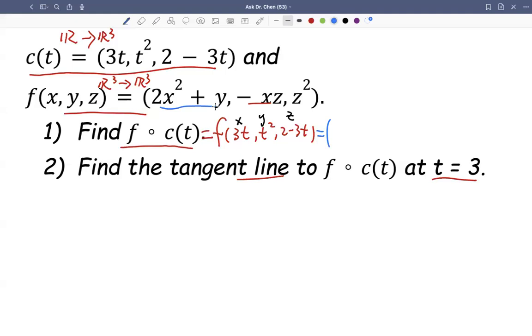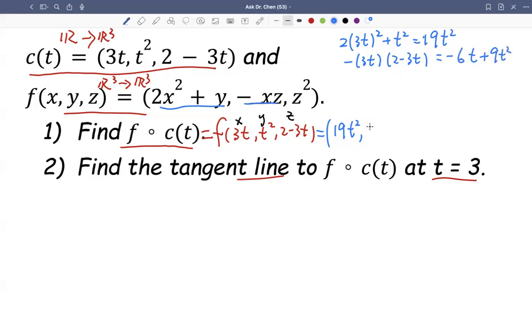So the first component is 2x squared plus y. So 2 times x, which is 3t, squared, plus y. y is t squared. 3t raised to the square, that's 9t squared. 9 times 2, 18. 18 plus 1, 19t squared. So the first term is 19t squared. Second term is negative xz. Negative x is 3t. z is 2 minus 3t. So we get negative 6t plus 9t squared. Well, we want to write it as 9t squared minus 6t.